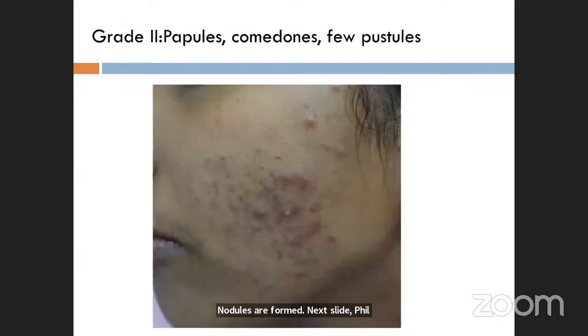So now you see the redness in the lesion has come. Once you see the redness, know that you have to introduce topical antibiotics and anti-inflammatory agents from here on. So grade 2 is basically your early stage of inflammation, that is mostly papules. And comedones are, of course, the start point of acne. So comedones you will see across all stages of acne, most probably. And then inflammation is not too much, so you will see few pustules. So grade 2 will be mostly papules. Next slide, sir.